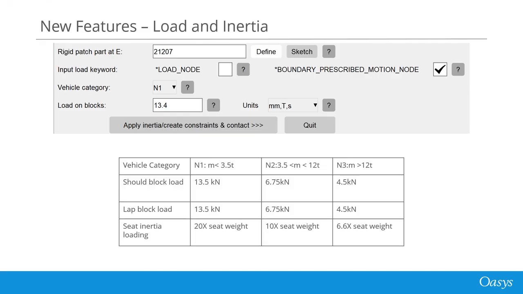I'm now going to highlight some of the new features in Oasys 20 for the seatbelt anchorage. Starting off on the main panel, there's a new option to change the input load keyword from *LOAD_NODE to *BOUNDARY_PRESCRIBED_MOTION_NODE using a smooth curve. Beneath that, there is also a new option to change the vehicle category. If you update this, the load on the blocks and the seat inertia loading will now update as per the test specification based on the vehicle category, units and seat inertia selected. You can still manually edit the load values yourself.